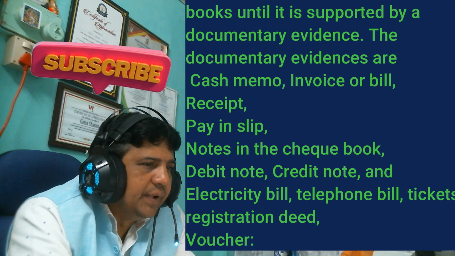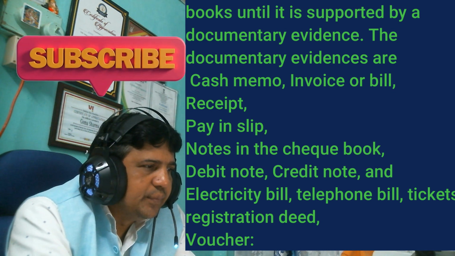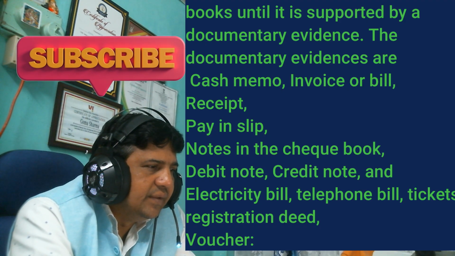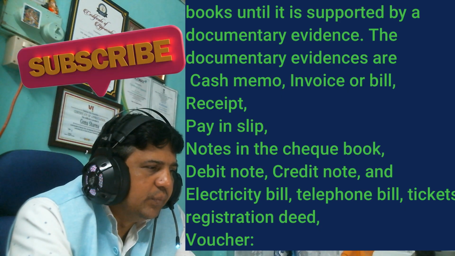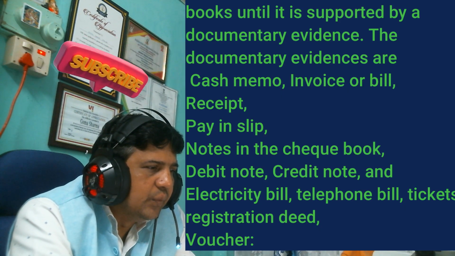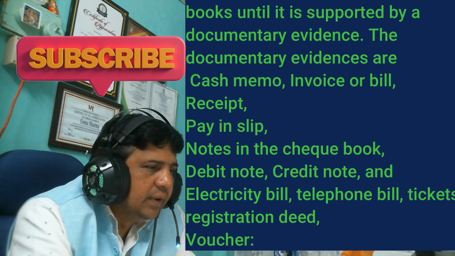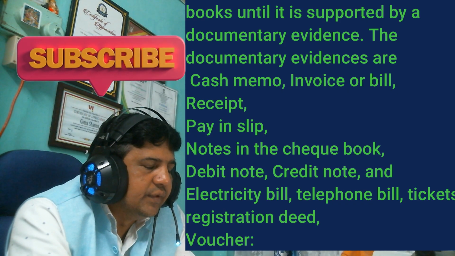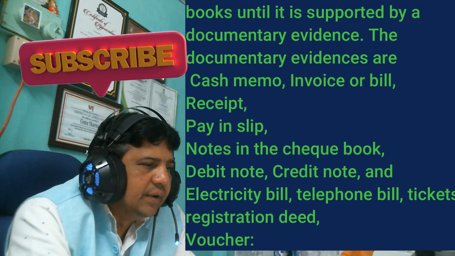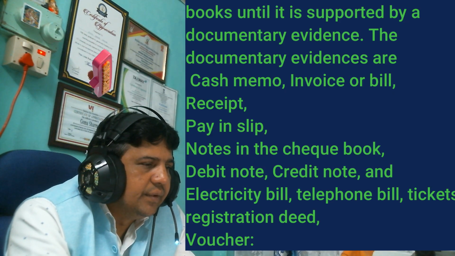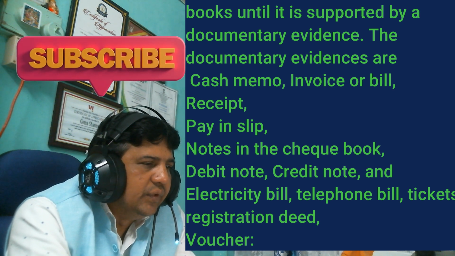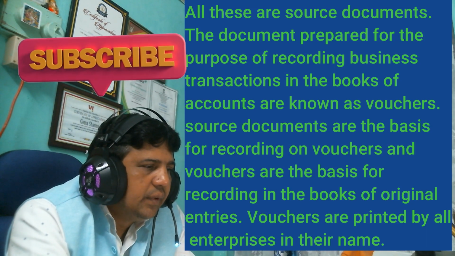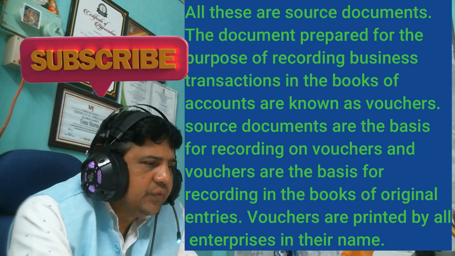The documentary evidences are cash memo, invoice or bill, receipts, pay-in slip, notes in the checkbook, debit note, credit note, electricity bill, telephone bill, tickets for travelling for business purposes, registration deed, that is, when the business got registered, the registration deed will show that some amount was paid, expense vouchers. All these are source documents.